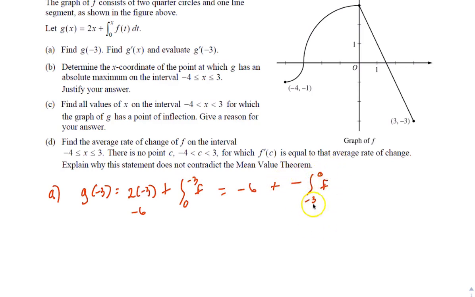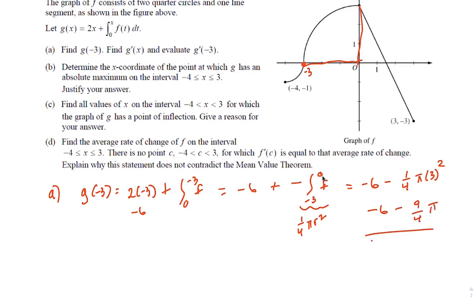So let's find the area from negative 3 to 0. Here's negative 3. Here's 0. That's a quarter circle. So the formula for this is just going to be 1/4 pi r squared. r here is 3. So this is going to be minus 1/4 pi times 3 squared. Or negative 6 minus 9/4 pi. So that's A. Well, the first part of A actually.